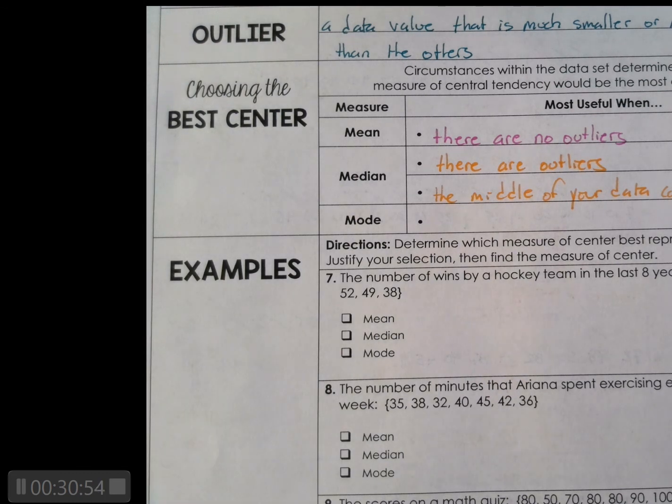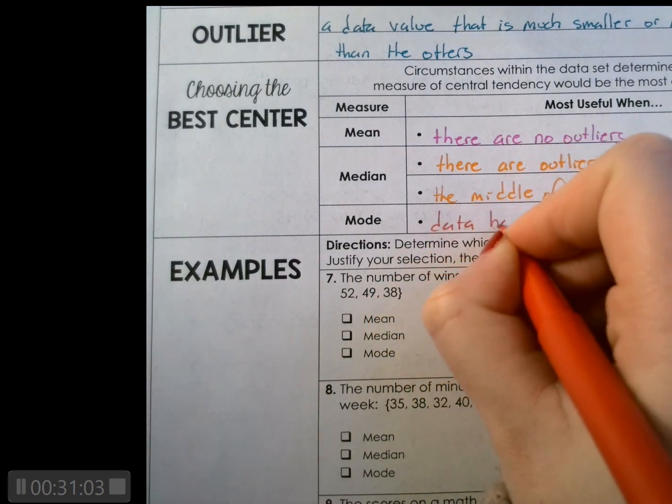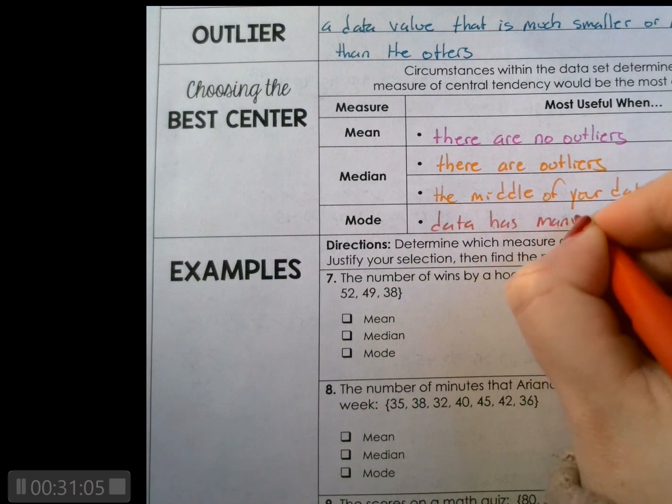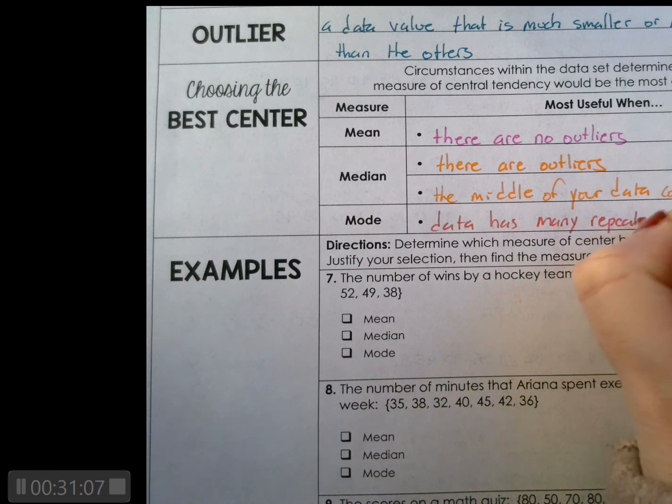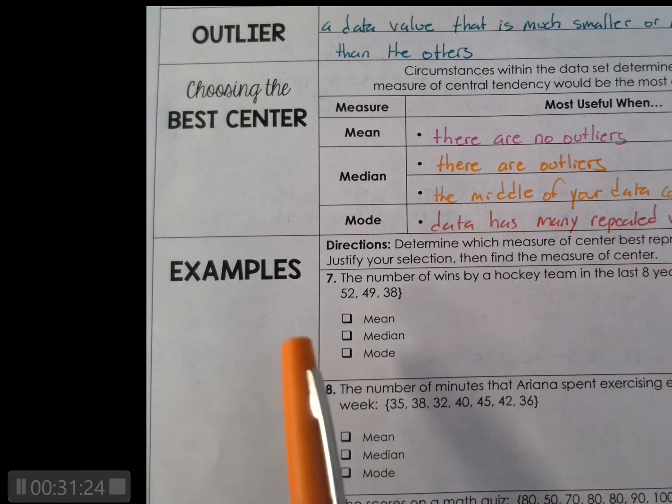Okay? All right. And then your mode is most useful when the data has many repeated values. Cool. All right, so next, we are going to use our knowledge of which ones are most useful to determine which center best represents our data, and we need to justify our solution.